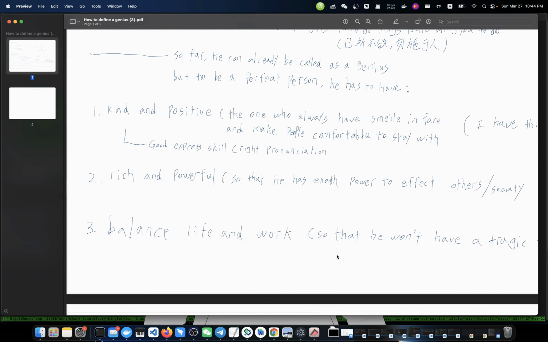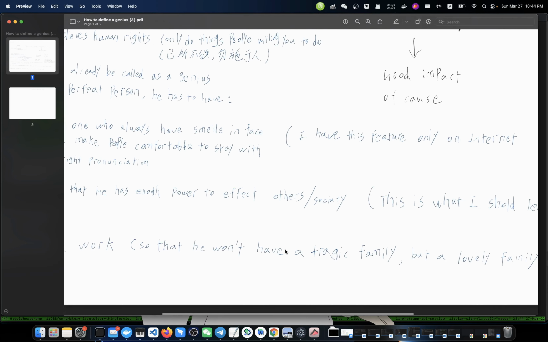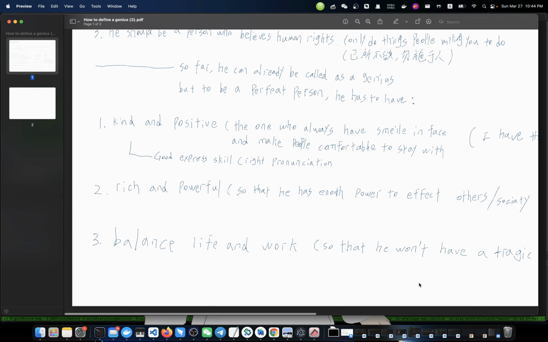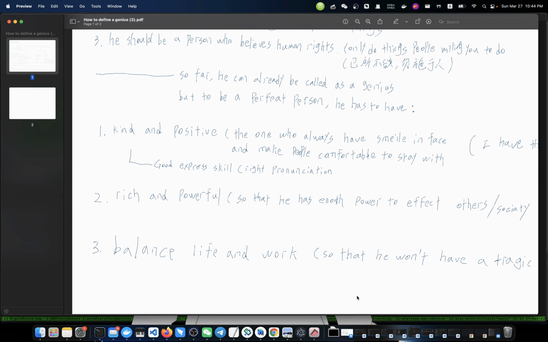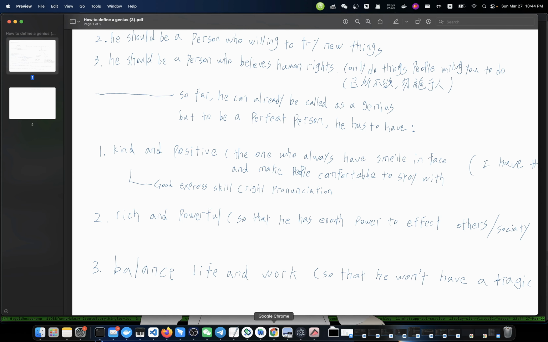That was sad. So the third tab is, in the end, you have to balance life and work to have a lovely family or lovely life. And also only when you feel happy can you have more feelings for others and let other people be happy. Only in this condition could you have the free will to help others. It's very hard for you to help others if you yourself cannot feel happy.